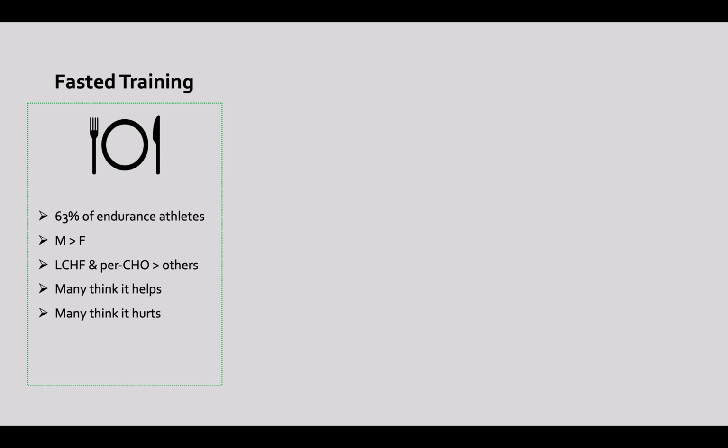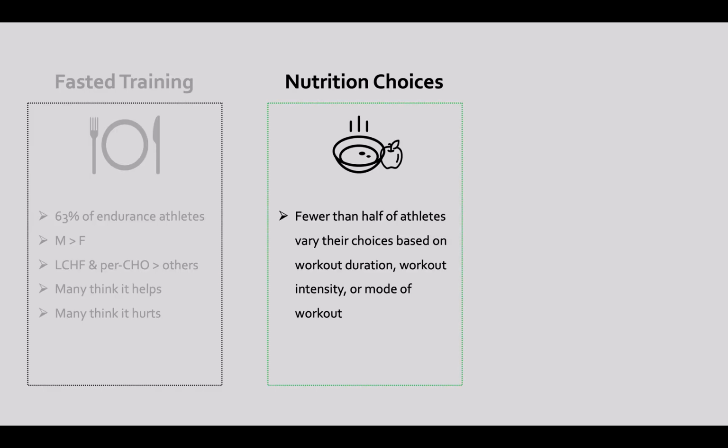So to summarize a bit, around 63% of athletes perform fasted training. Males do it more than females. People following low carbohydrate diets or periodized carbohydrate diets do it more than others. And what's really interesting is that many people think it helps their training, but many people think it hurts their training. So we really need more research in trained athletes to better understand what are the true effects of fasted training. Also, fewer than half of athletes vary their nutrition choices based on the workout duration, workout intensity, or the mode of workout, which is in contrast with the current best practice recommendations to adjust your intake based on the type of exercise you're doing.